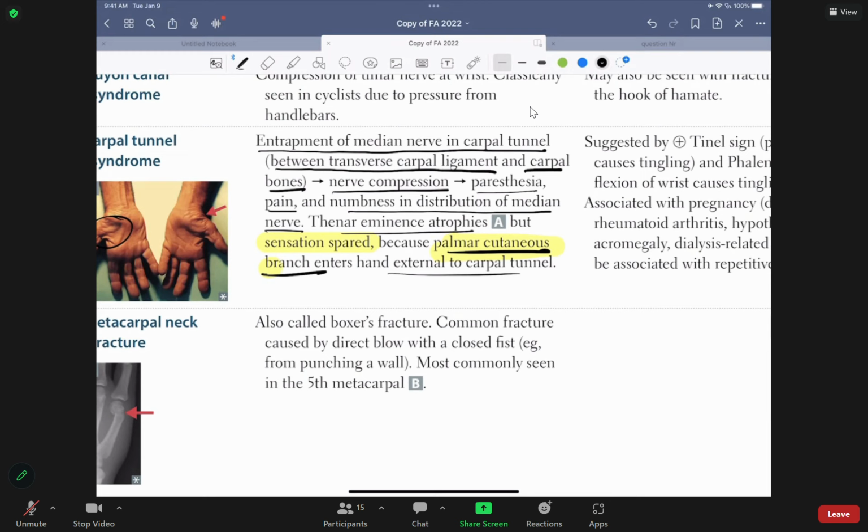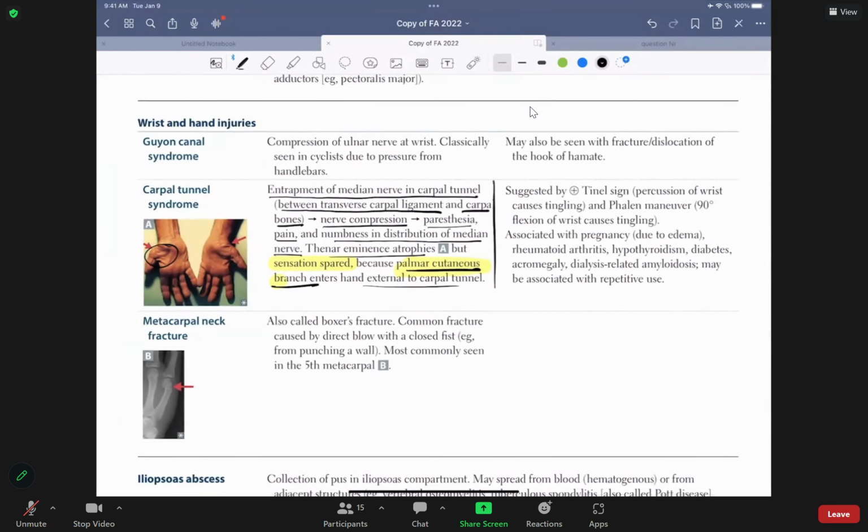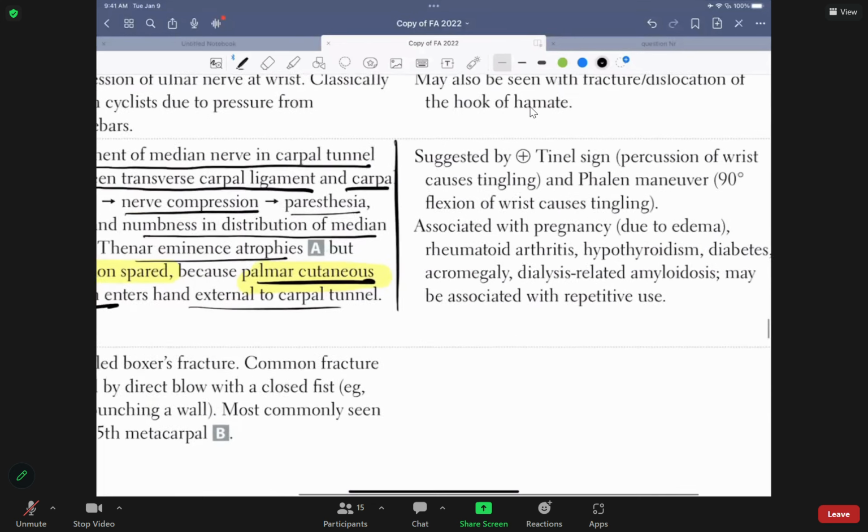So even if the carpal tunnel is affected, that particular nerve is not. Is that clear, folks? All right. So that's the key for carpal tunnel syndrome. Now, how do we diagnose somebody with carpal tunnel syndrome?